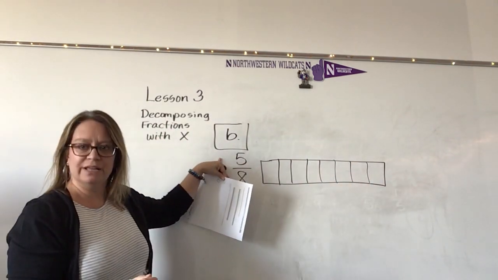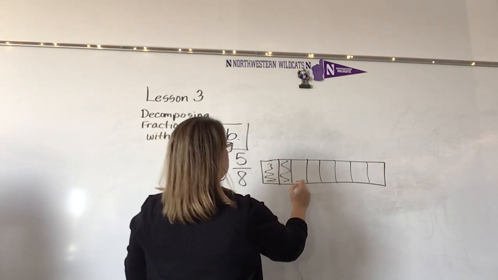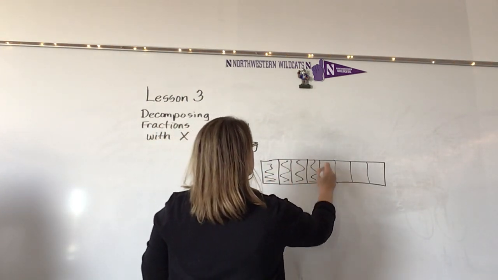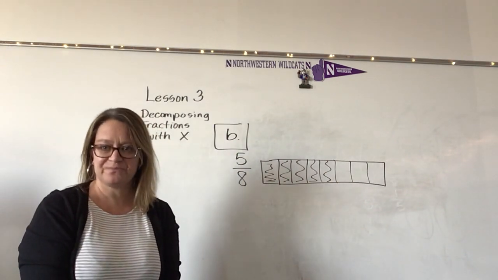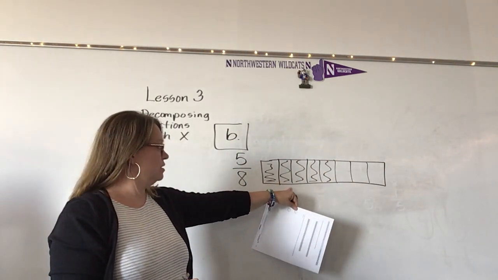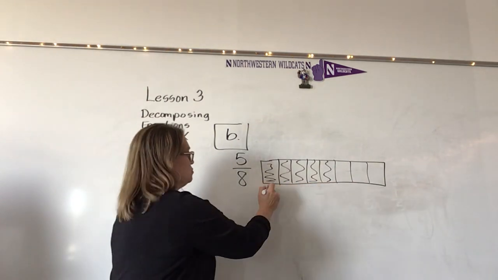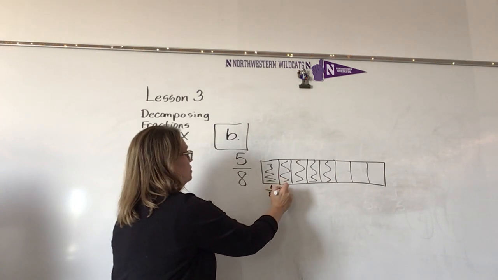How many will I fill in? 5. 1, 2, 3, 4, 5. So this would be 1/8 plus 1/8 plus 1/8 plus 1/8 plus 1/8. Each one of these is 1/8.